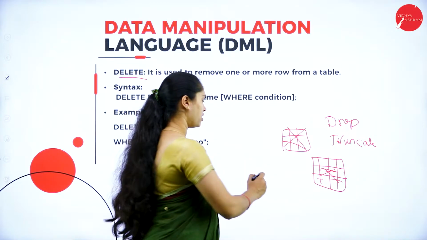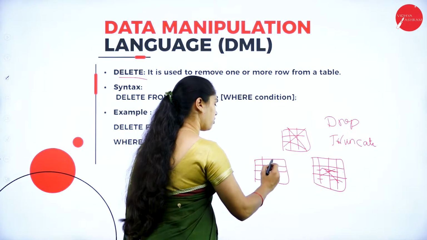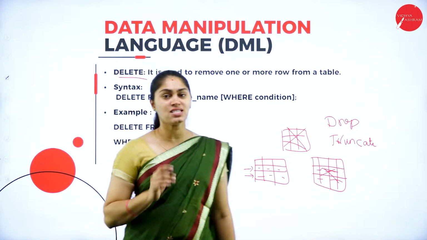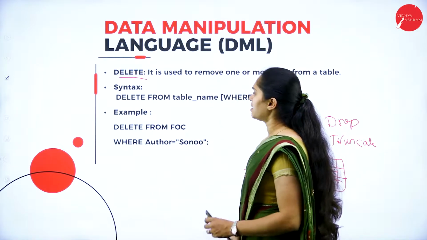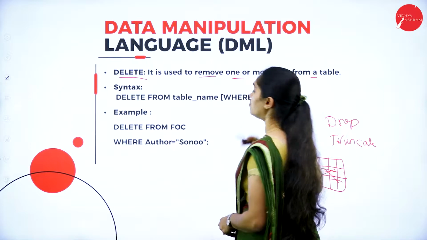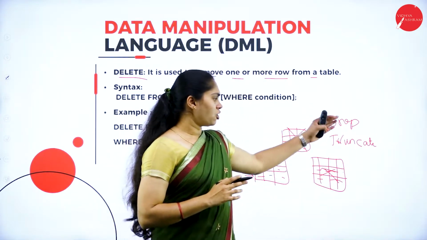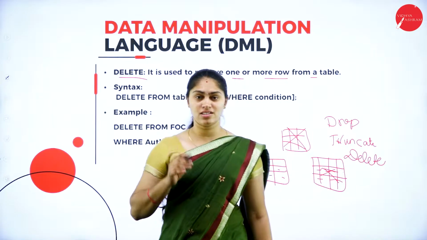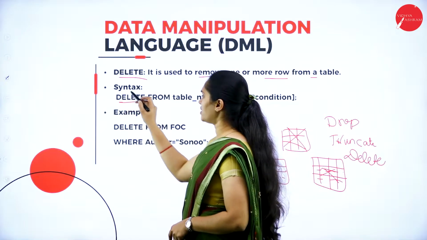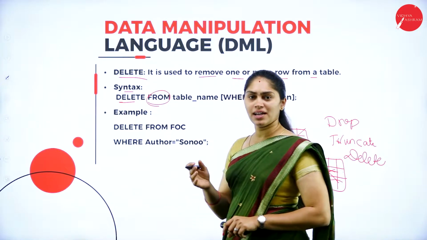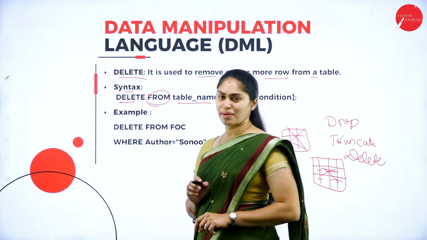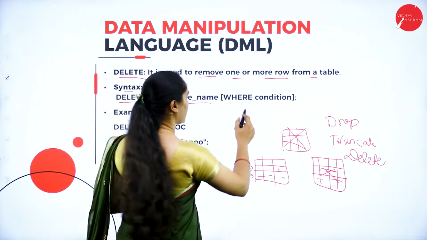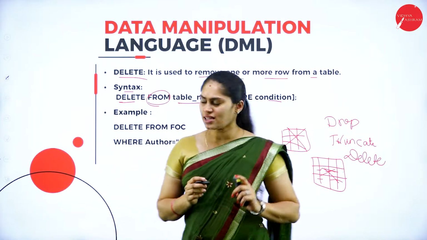If I want to delete a particular row, or if I want to delete one or two rows based on a certain condition, then we have to use the DELETE statement or DELETE command. It is used to remove one or more rows from a table. You must know the difference between drop, truncate as well as delete. These three differences you should know. After that, we'll see the syntax. DELETE FROM: from where are we deleting? From the table, so you have to specify the table name. On the basis of what? On the basis of the condition, WHERE condition. We'll see an example here.